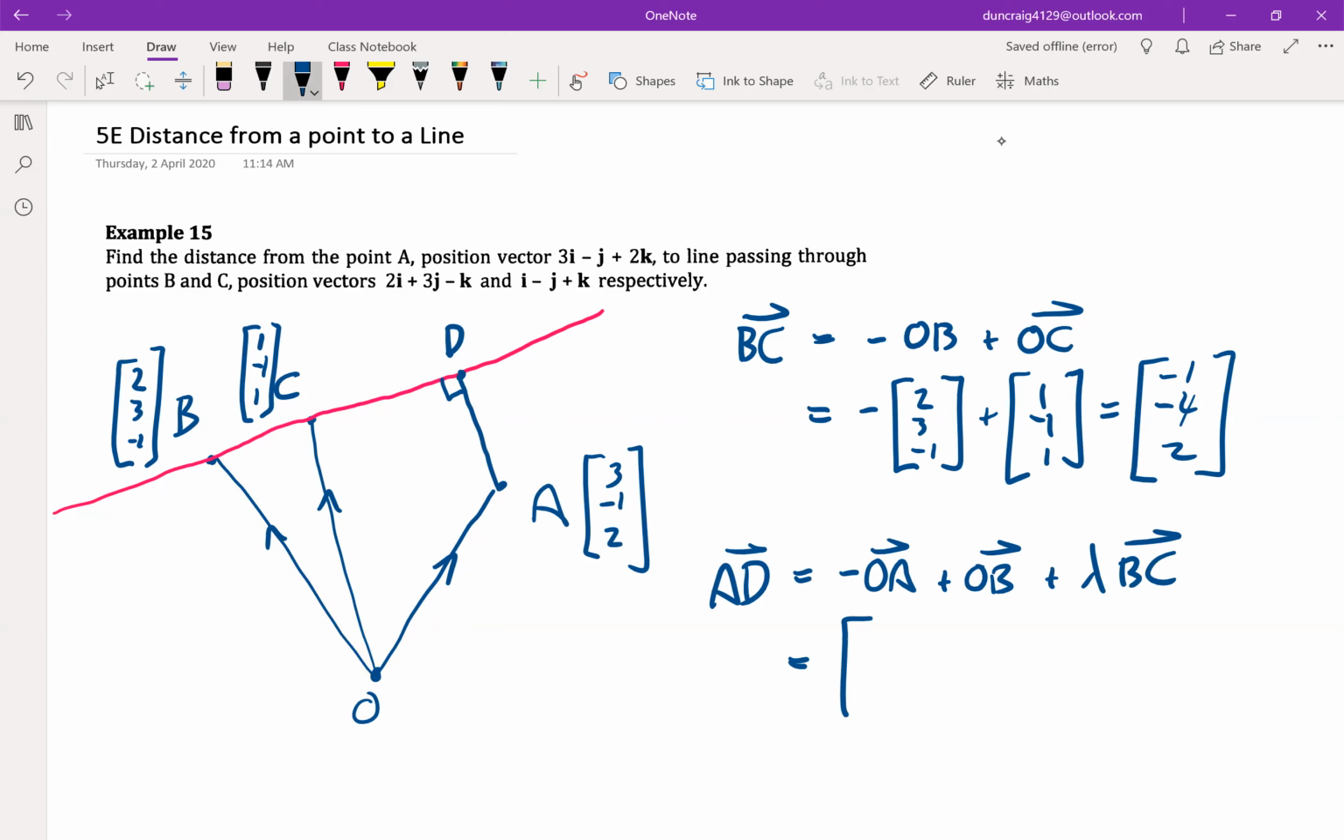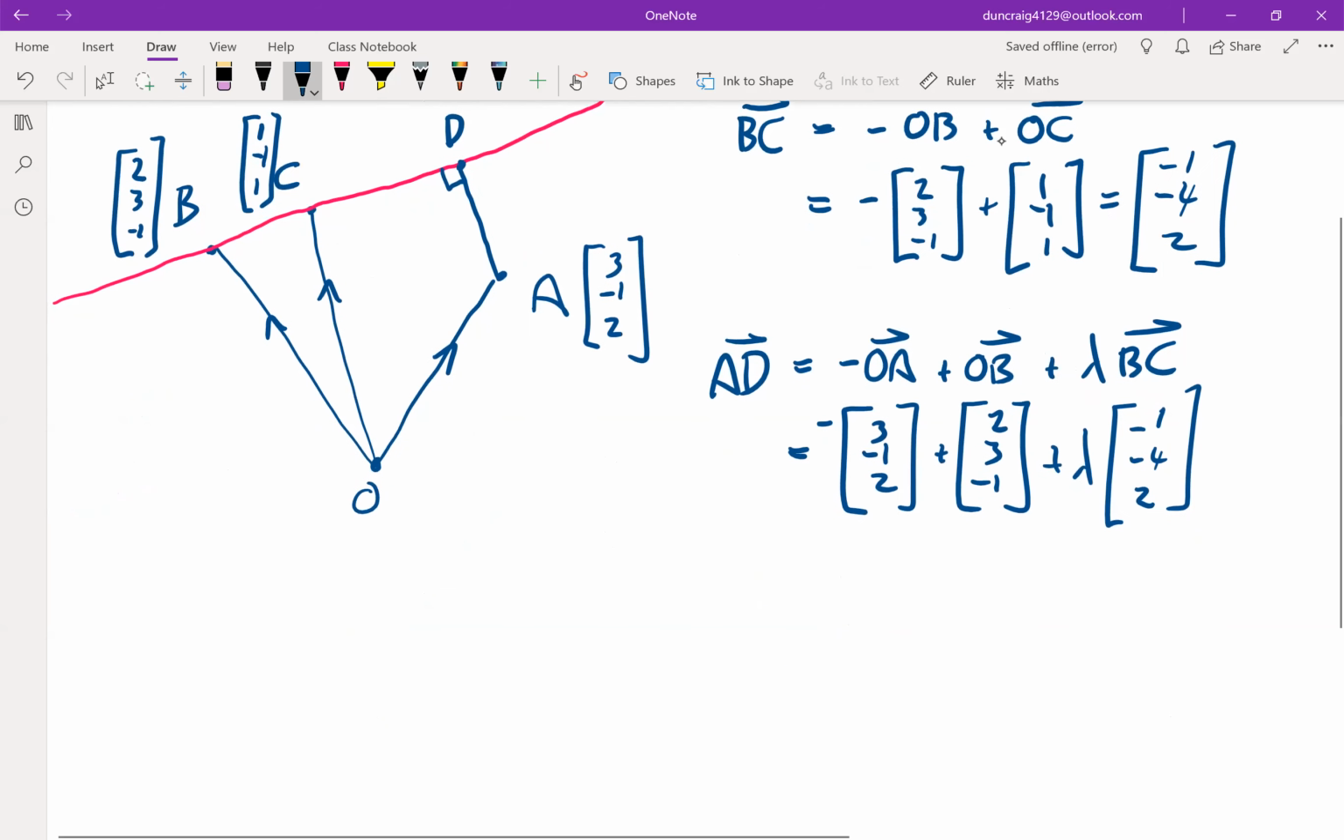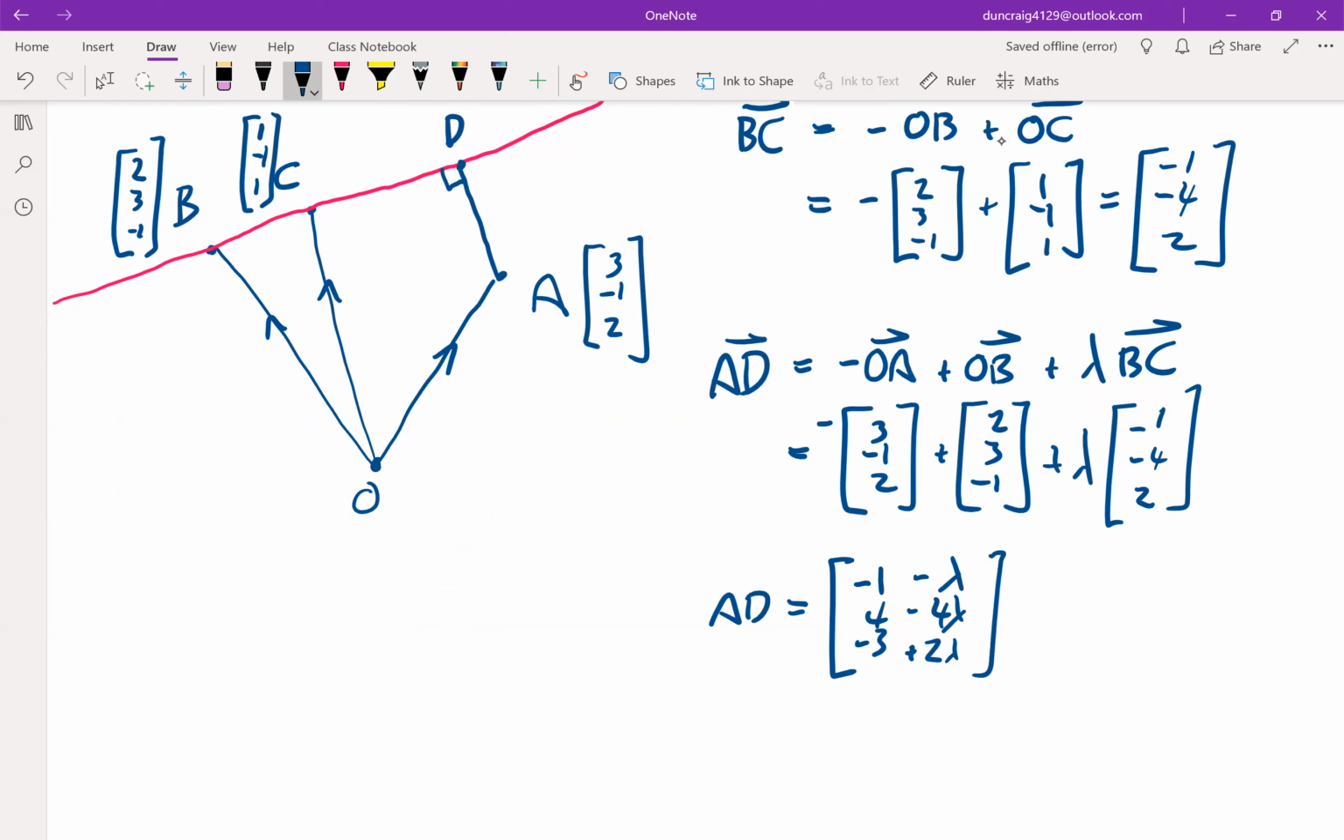Okay, let's do that. So that's going to be negative of 3, negative 1, 2 plus OB 2, 3, negative 1 plus some scalar amount of our solution up here, negative 1, minus 4, 2. Cool. Let's simplify. That is going to give us negative 1, take lambda; 1 plus 3, so 4, take 4 lambda; and then minus 3 plus 2 lambda. Okay, so that's our AD there.